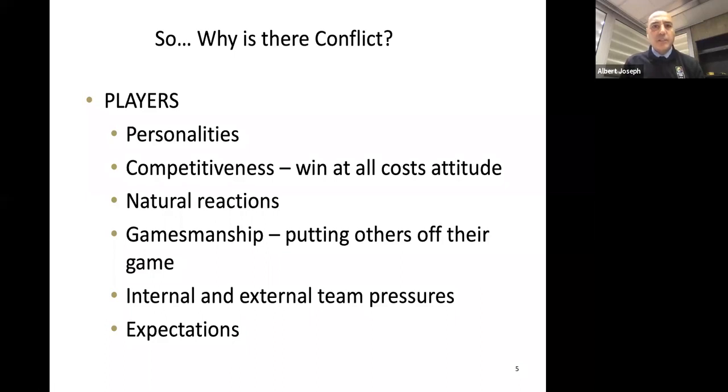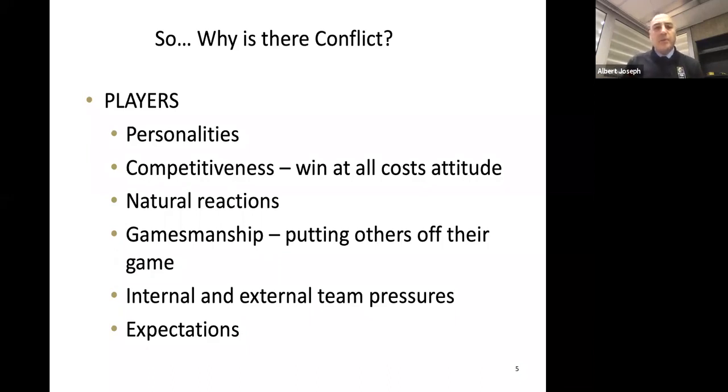Next one's natural reactions, and that's a really good one. You see it all the time. Somebody misses an easy shot and they naturally react. This is generally an element of disappointment in themselves or the situation and not necessarily about other people. And it's really important to distinguish the difference between a natural reaction and somebody trying to abuse somebody else or dispute a call or something like that. So a natural reaction is very much a part of the game, and whilst it's done in a controlled fashion, it's all good.